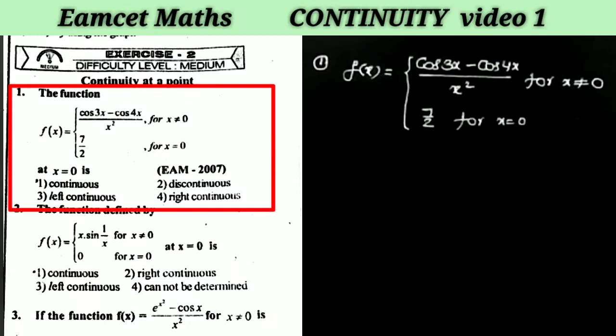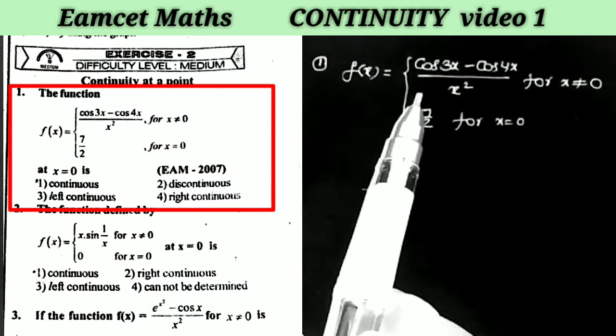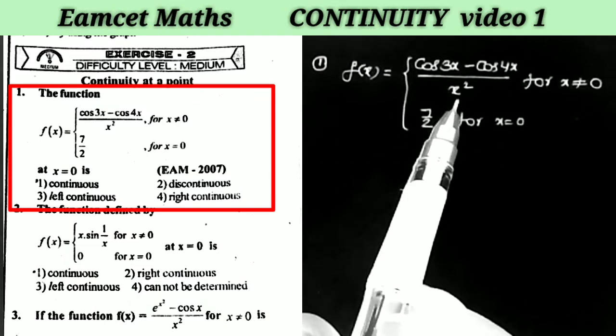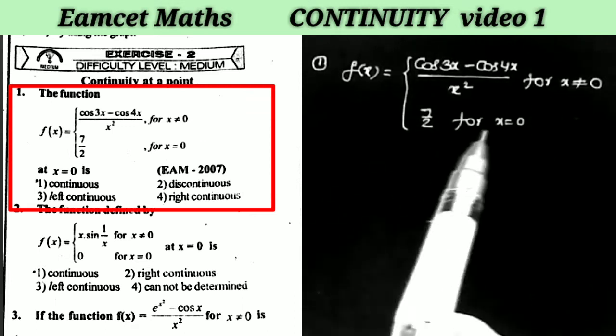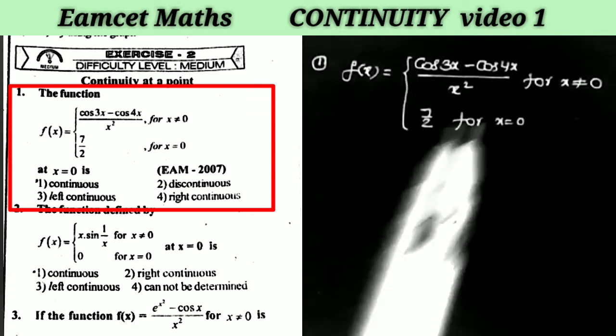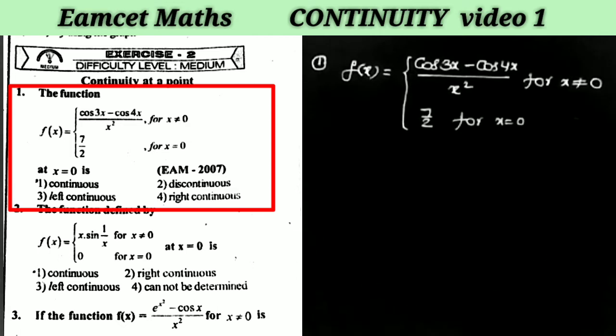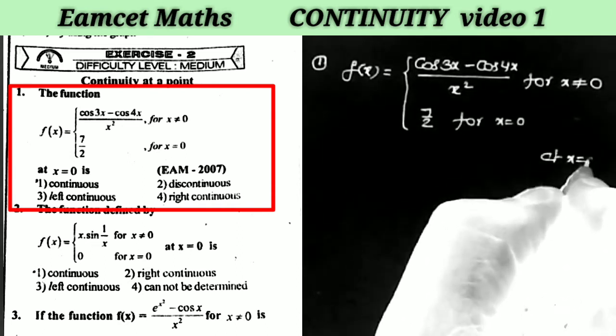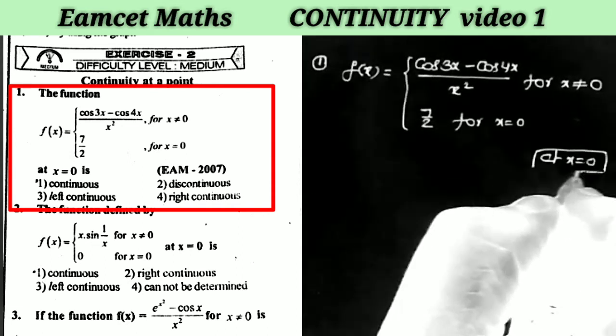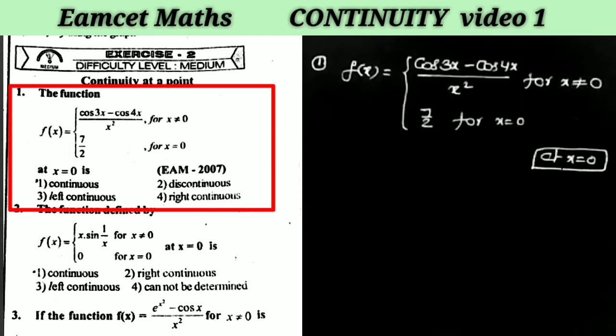Okay, the first question. f of x is equal to (cos 3x minus cos 4x) by x square for x not equal to 0, and this value is equal to 7 by 2 for x is equal to 0. The question asks what the function is at x is equal to 0. Options are continuous function, discontinuous function, left continuous function and right continuous function.